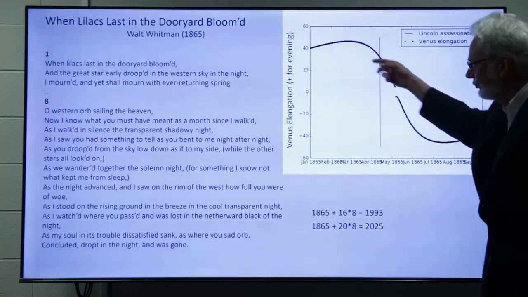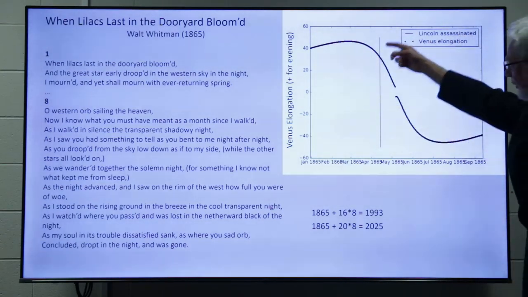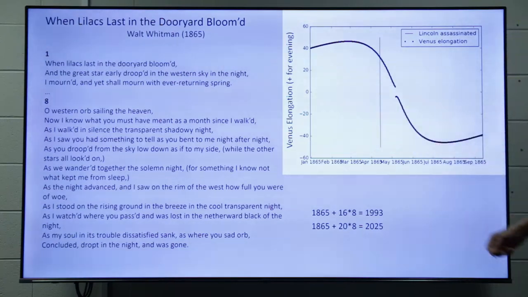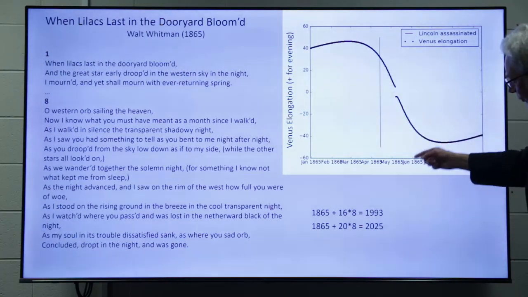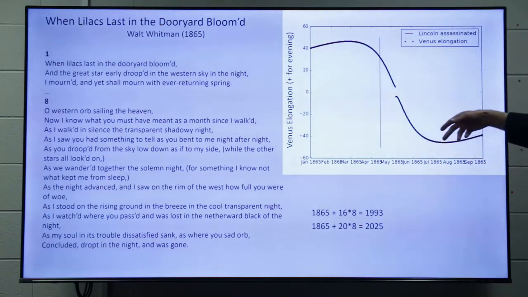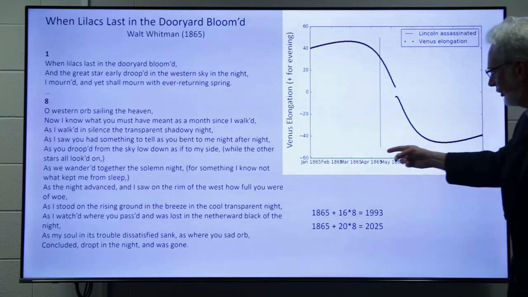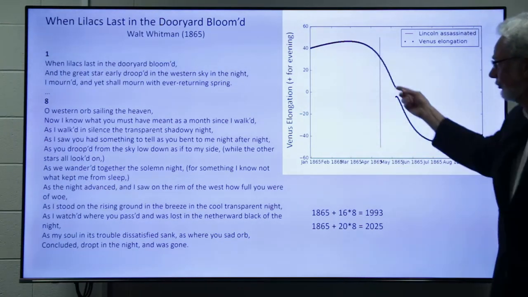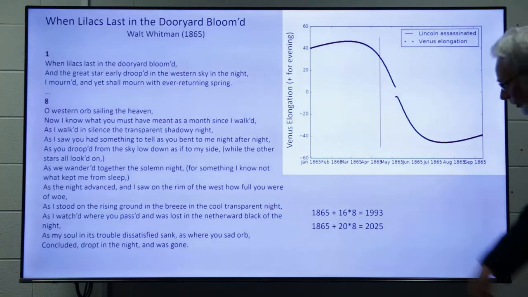So if you plot Venus's elongation, this red line marks the night that Lincoln was assassinated. And you see that by 1865 June, Venus had passed through and was now the morning star. But in 1865 March, April, and May, it was plunging down towards the horizon night after night, not just because the Earth turns. So I wonder if that's what he was talking about.